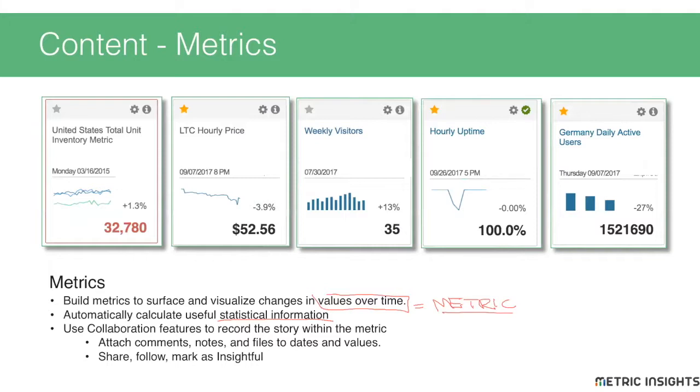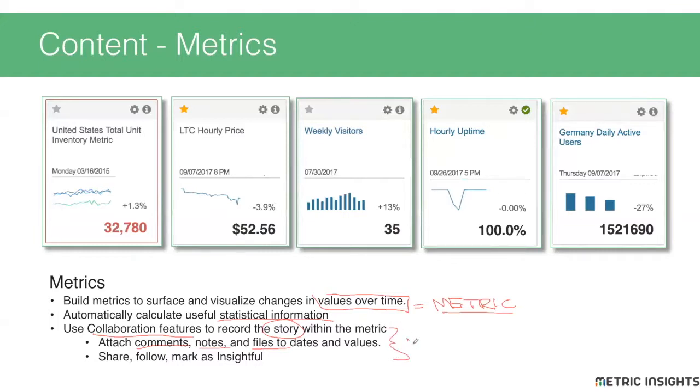Hourly uptime, daily profits, daily active users, weekly visitors, monthly gross revenue, quarter-to-date sales, annual headcount, those are all examples of data that could be stored as a metric. Additionally, metrics allow for use of collaboration features that customers use to record the story behind the values. Metrics can include comments, notes, and files that are attached to dates.